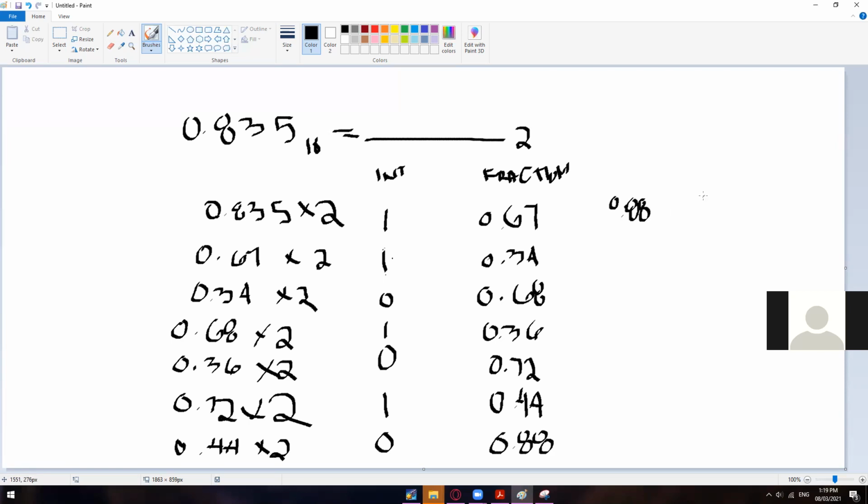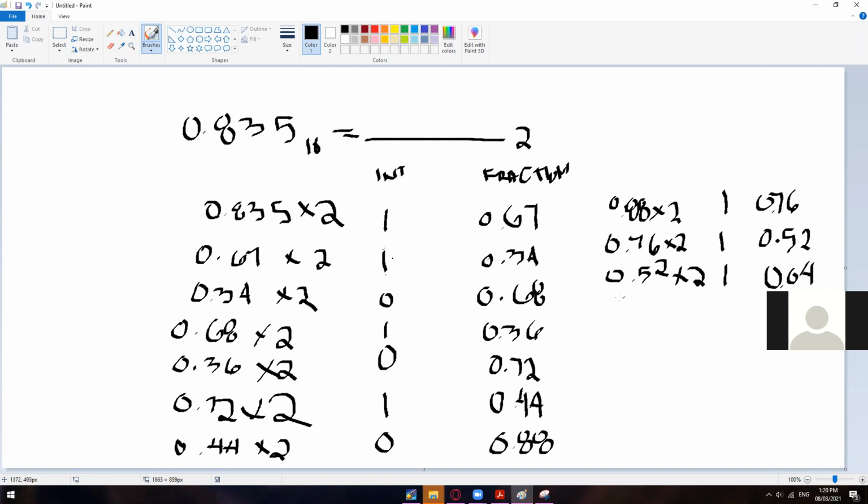will give us 1.76. And then 0.76 times 2 is 1.52. 0.52 times 2 is 1.04. Then 0.04 times 2 gives you 0.08. 0.08 times 2 is 0.16, 0.32, 0.64, 1.28, 0.56, 1.24.